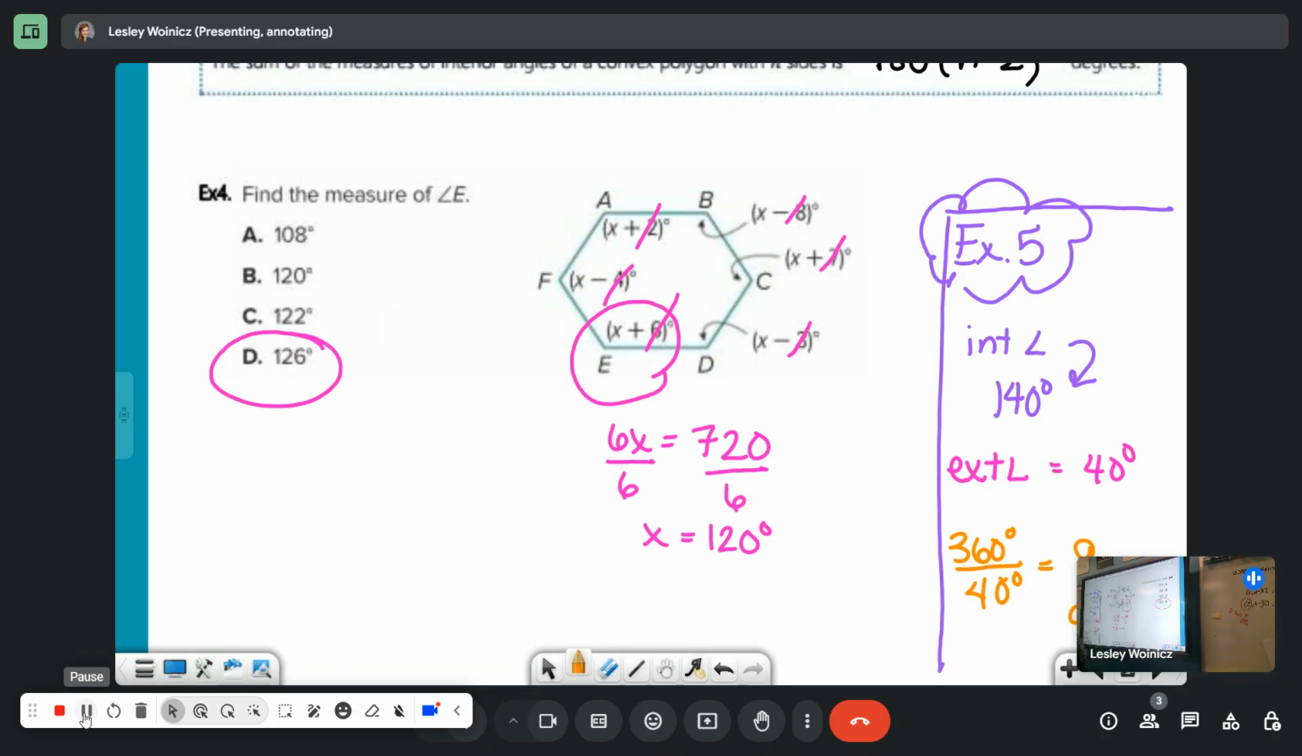Okay, now you should be able to do number 10, because I didn't give you an example like that. Okay, questions for me? Yep.